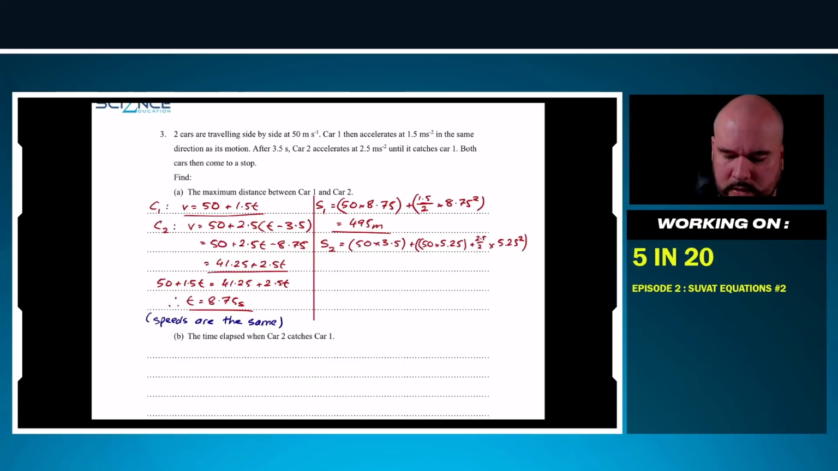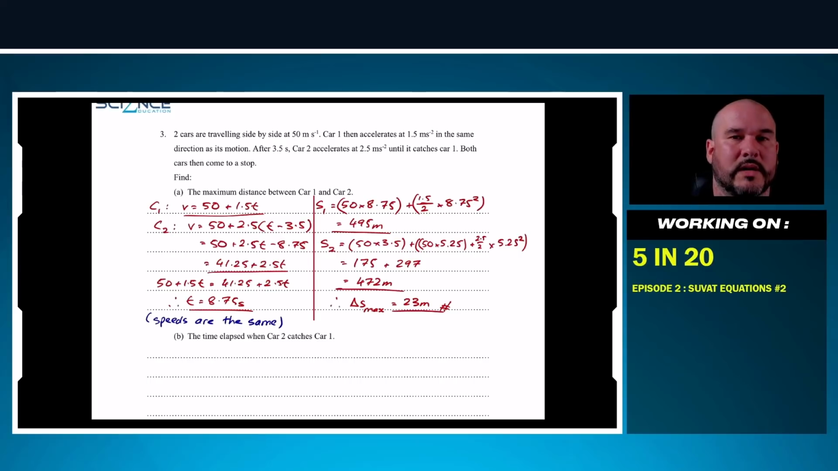We've basically got 2 different parts. We've got this part here, the 50 times 3.5. What's 3.5? It's 3.5 seconds until car 2 starts to accelerate. So this is the distance covered during the 3.5 seconds that it's still going 50 meters per second. Then this section over here is the remaining 5.25 seconds where it starts to accelerate. So this is ut plus a half at squared. This is the distance covered during the accelerating part of its motion, and this is the distance covered during the constant speed part of its motion. Right, awesome. So we figure out those two, 175 plus 297, we get 472 meters.